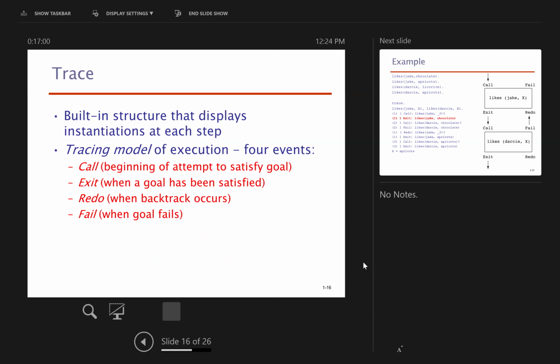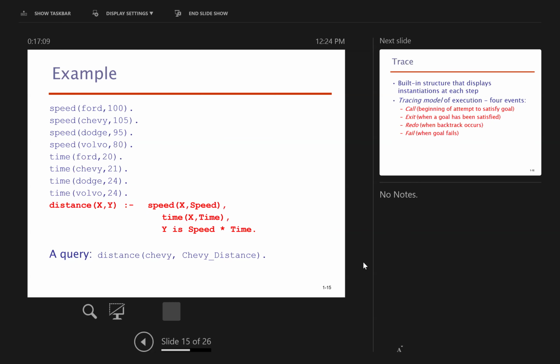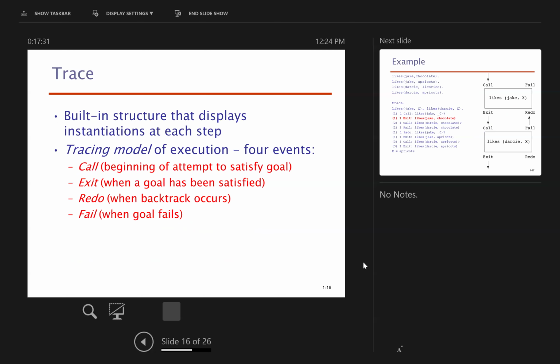So this is a tracing. Here we say a trace is a built-in structure that displays the instantiation at each step. Remember, instantiation in logic means what? Binding the variables, like the x, what value. It's not like object-oriented programming, where instantiation means creating an object from a class. Here it is binding. I'll use the term assign, but giving each variable the correct value, binding them. And that's what we call it here.